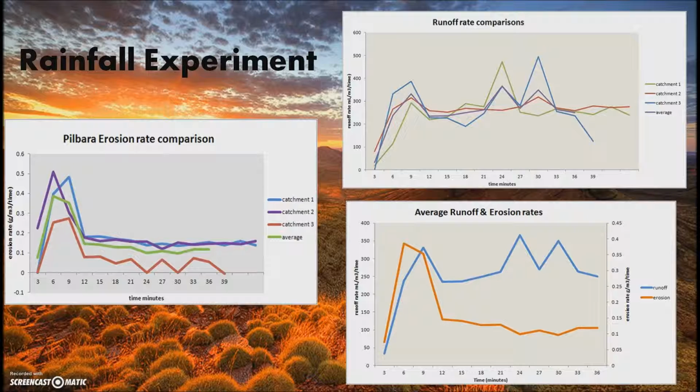Gradually, as the profile is soaked by the monsoonal rainfall events, the erosion rates decrease to a very low and steady state. Runoff is generally inversely proportional to erosion rates, except in the first few minutes of the experiment. Over time, as runoff increases, erosion rates decrease on this Pilbara simulated catchment due to the initial sediments already being eroded away.